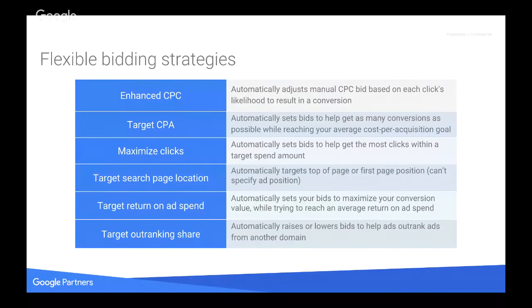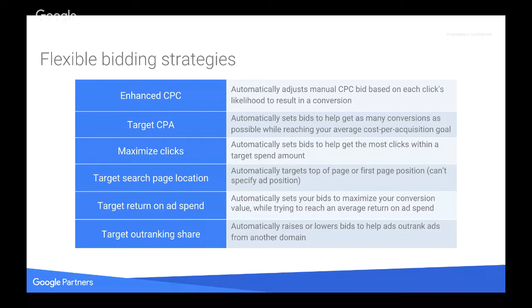You have target search page location. Say you always want to appear on the top of the first page, or on the first page at least. You can go ahead and specify your budget and then ask the system to optimize your ads such that you're always showing on a high or on a first page basis. You also have target return on ad spend, which, as the name suggests, is again wherein you specify your targeted return on ad spend, and then you let the system do its magic and get you that return on ad spend.